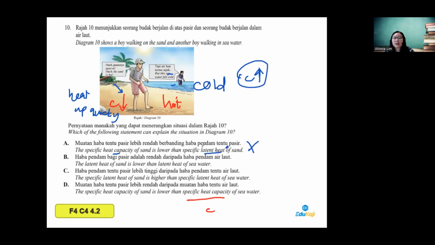Okay, so for your understanding also, what is latent heat? Latent heat is the heat needed to change the state of an object. Let's say you change from ice to water, so it's actually from solid to liquid without change in temperature. So it's another concept, nothing to do with these questions. So the answer is D, as the specific capacity is lower, smaller compared to seawater.